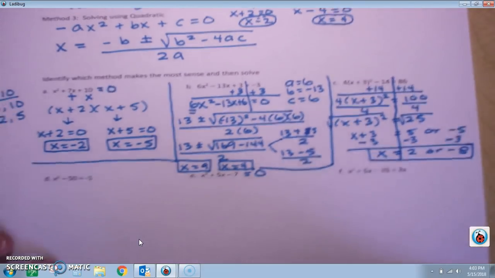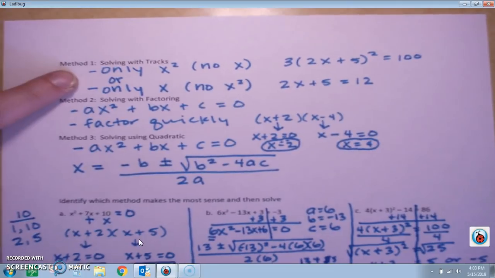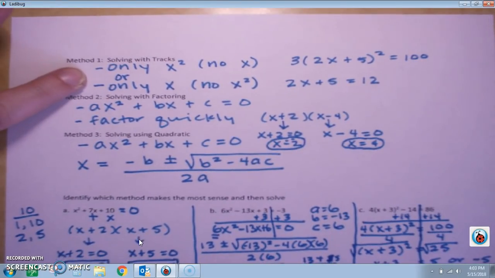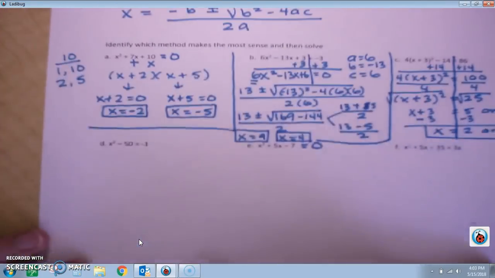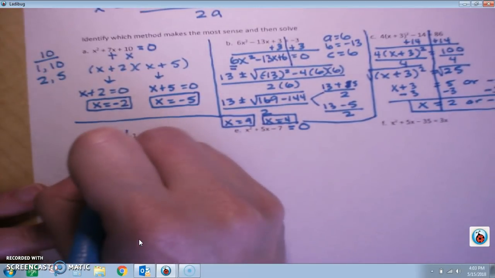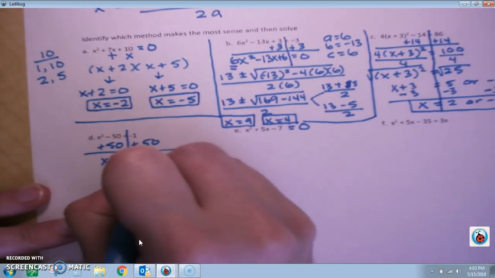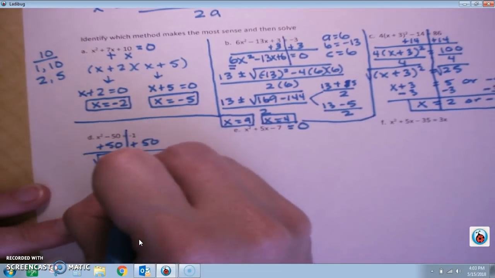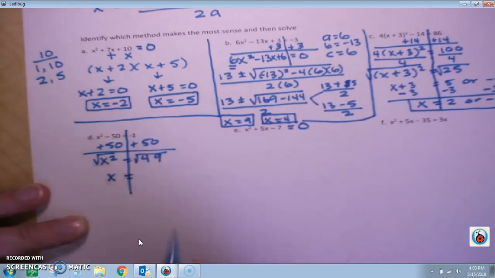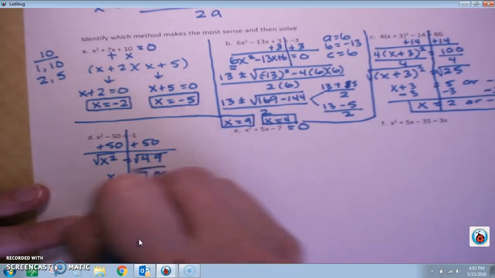All right, letter D. I see x squared minus 50 equals negative 1. So this is another case where we can use method 1 because there's only an x squared, not an x term as well. So this is a pretty straightforward one. So we're going to add 50 first. So then I would get x squared equals 49, and then I can just take the square root of both sides. But remember, the square root has 2 answers, so this would be 7 or negative 7.